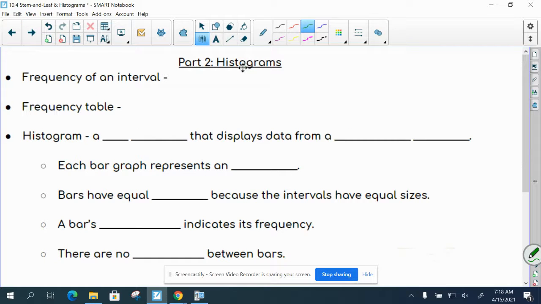Okay, so part 2 with histograms. Histograms use frequencies to set up a bar graph. It's kind of like a bar graph, but you're using frequencies and then the categories. So the frequency of an interval is just the number of data values in that interval.